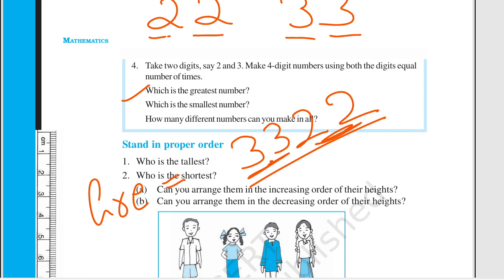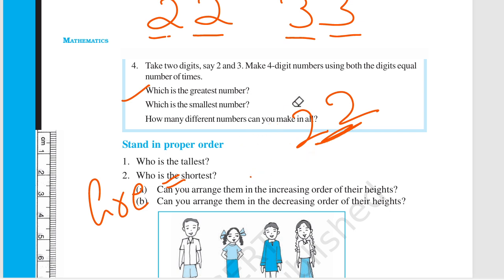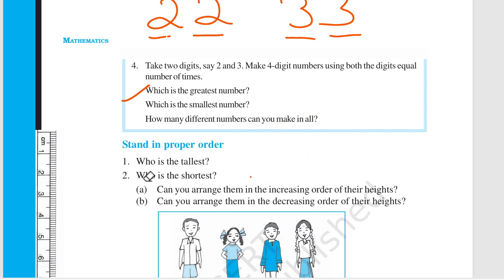I hope you guys are understanding. Means there is a condition that we have to use both digits an equal number of times. Okay, now what we have to do, we have to make the smallest number.